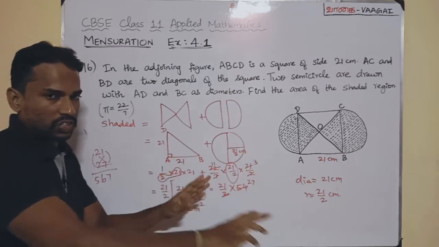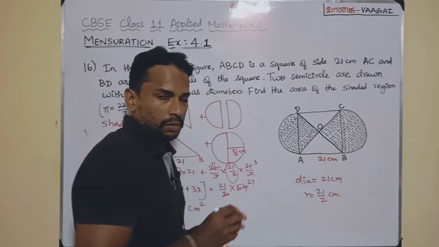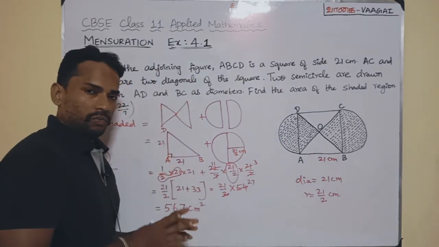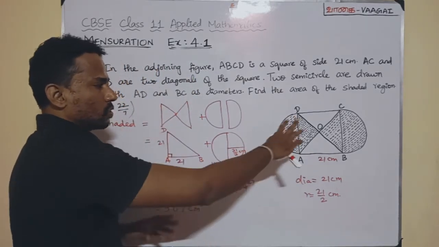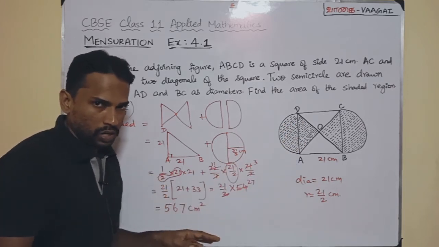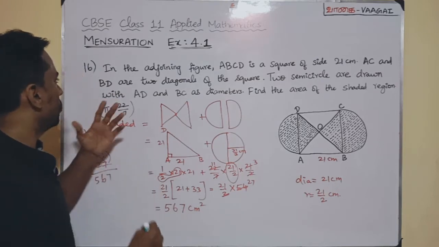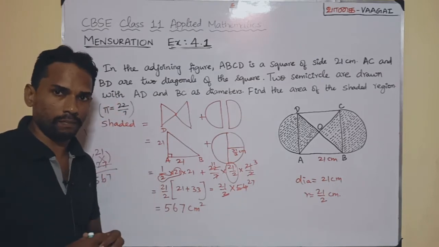I hope the construction is clear to you. We just made some small adjustments here in this diagram so that we can do the problem in a comfortable way. That's the reason. So all these adjustments are done. Then we do the problem with our known usual formulas only, and we get the answer. So 567 centimeter square is going to be the answer for your question number 16.